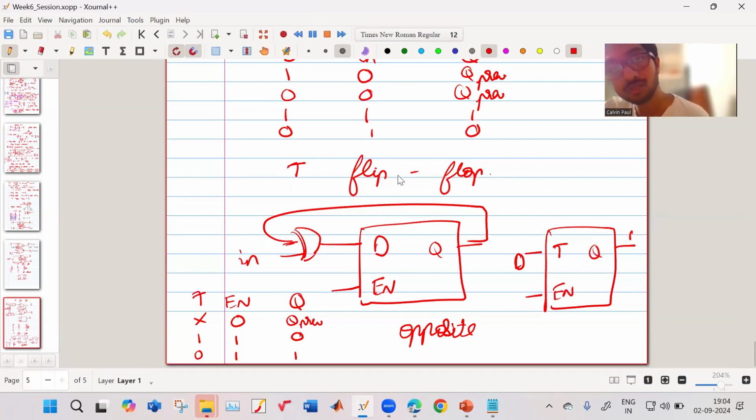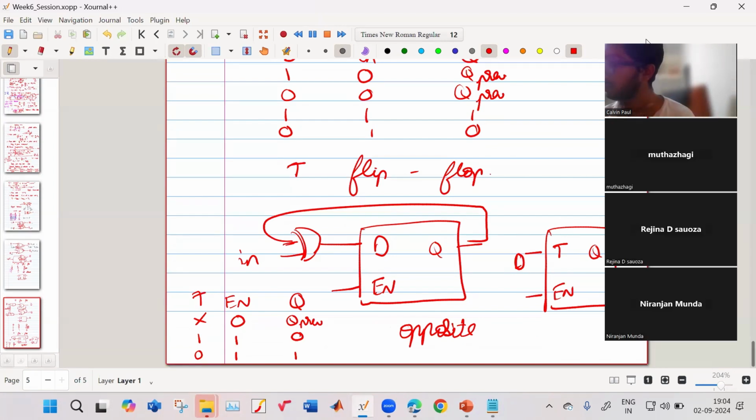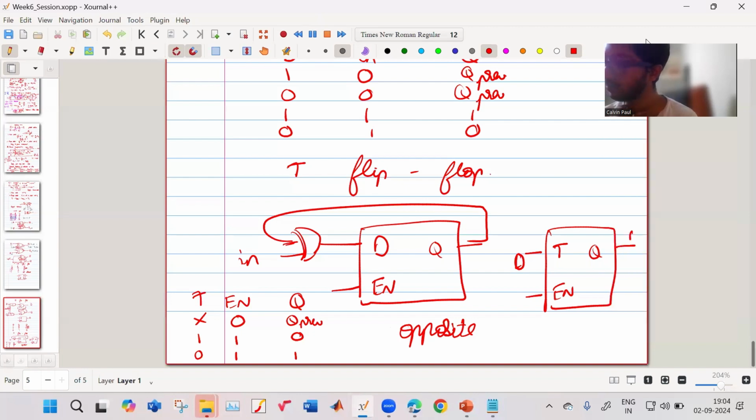So are there any doubts or should I proceed with solving the sums? Okay. Shall I proceed with the sums?